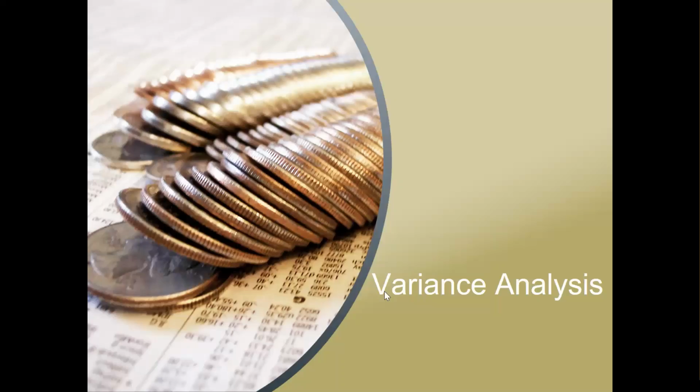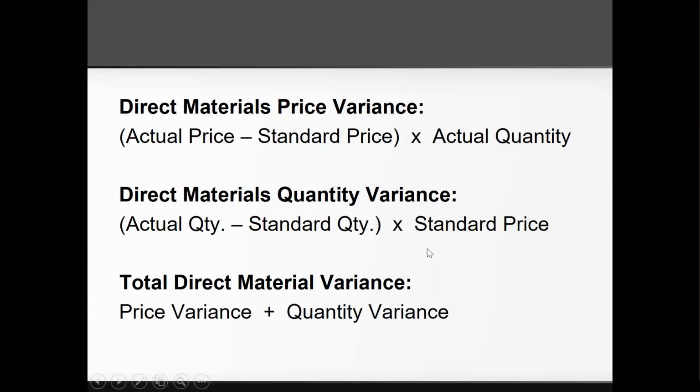Look at variance analysis, which is basically looking at how we compare our actual results to our standard results, or what we've budgeted. We're going to look at two costs, direct materials and direct labor. And if you recall, in direct materials, to get our standard, we had a price and a quantity. So we're going to have a price variance and a quantity variance.